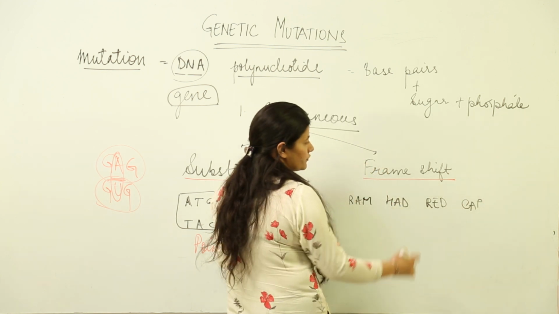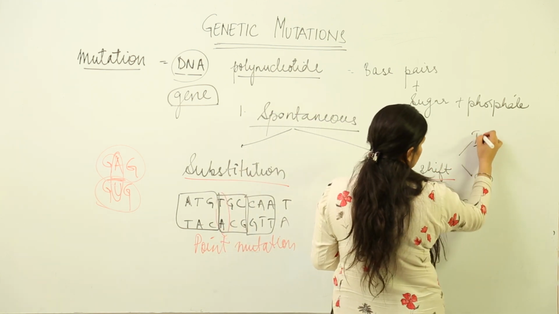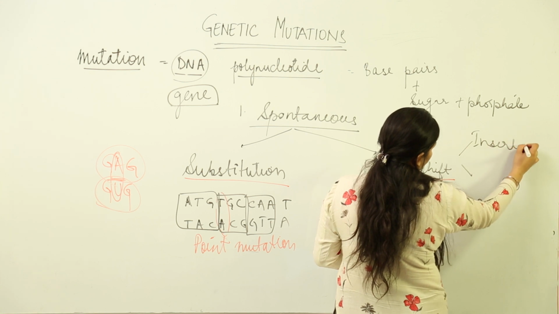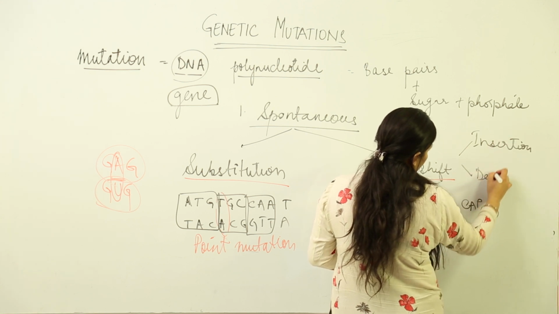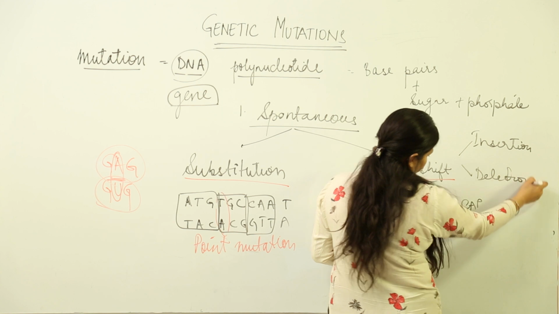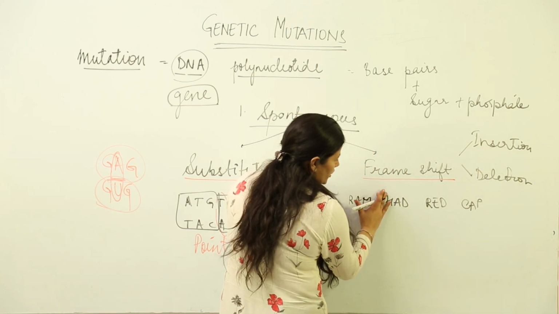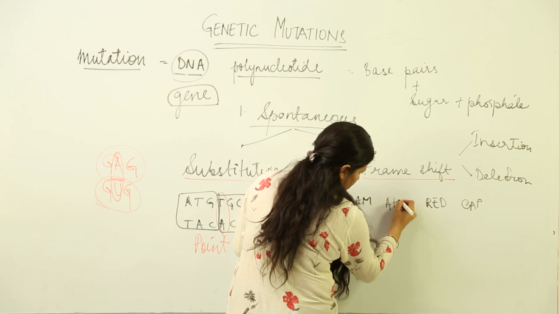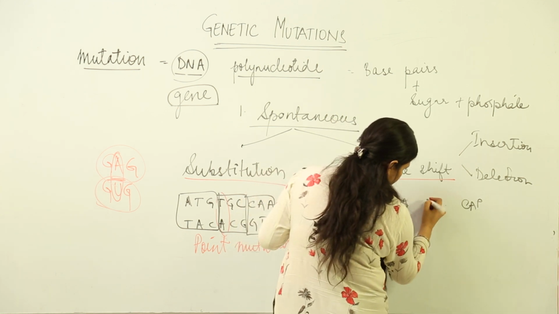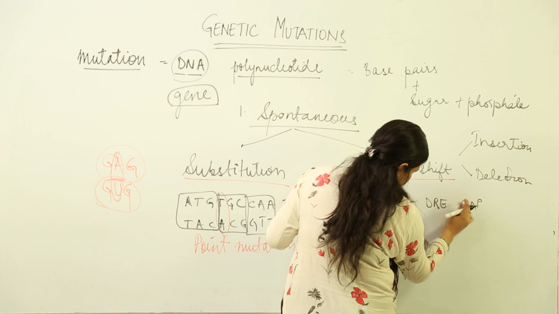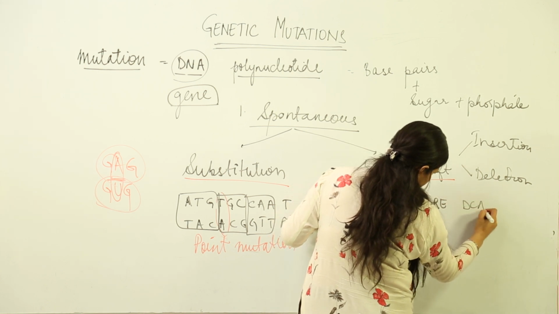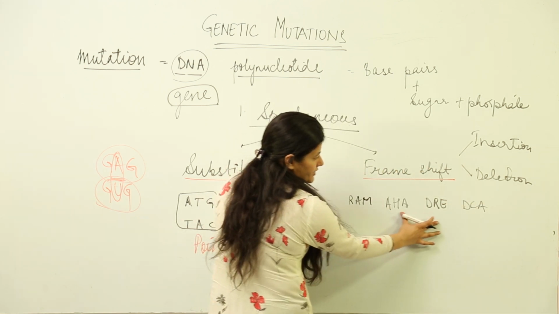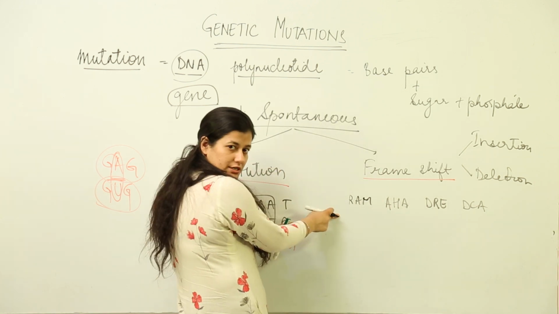Now this frameshift could be of two types. One would be insertion and the other would be deletion. Alright, now supposedly you add over here A. Now it would go like this. You see, after A the entire frame has changed, before it, it's okay.